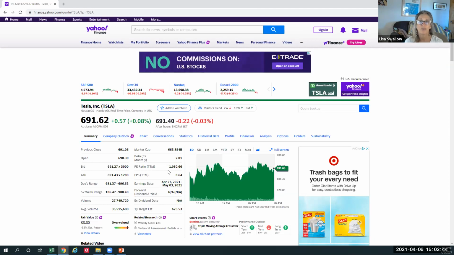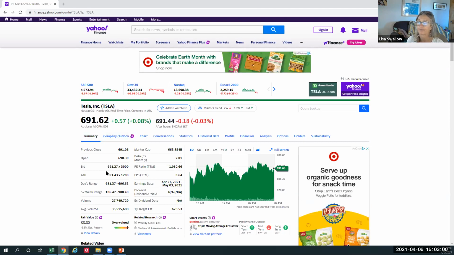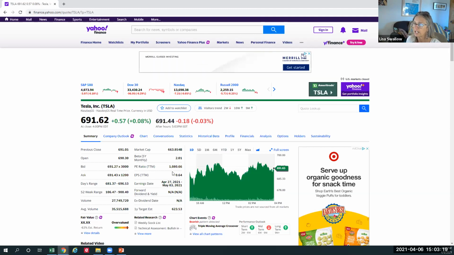Okay, PE ratio. There's a couple more things you need to know. PE ratio stands for price to earnings. The price, you know, $691.62. The earnings, and so this is a ratio, P divided by E, price divided by earnings per share. Price is the numerator, earnings per share is the denominator. The earnings per share is right here, the 0.64.